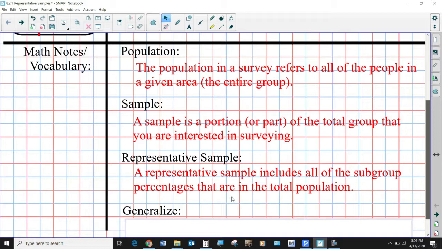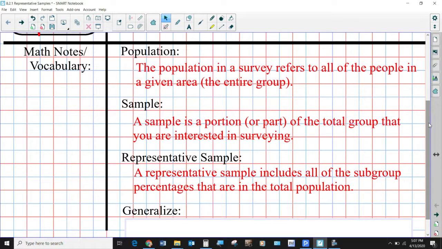For instance, in the town of Loomis, if we have equal numbers of men and women, boys and girls, then our representative sample should have equal numbers of boys and girls or men and women. If we've got, say, 90% of the people are Caucasian and 10% are African American, then our sample should have the same ratios, the same percentages. So that's the hard part, making sure that you get every single subgroup represented with equal portions of that subgroup within your representative sample.